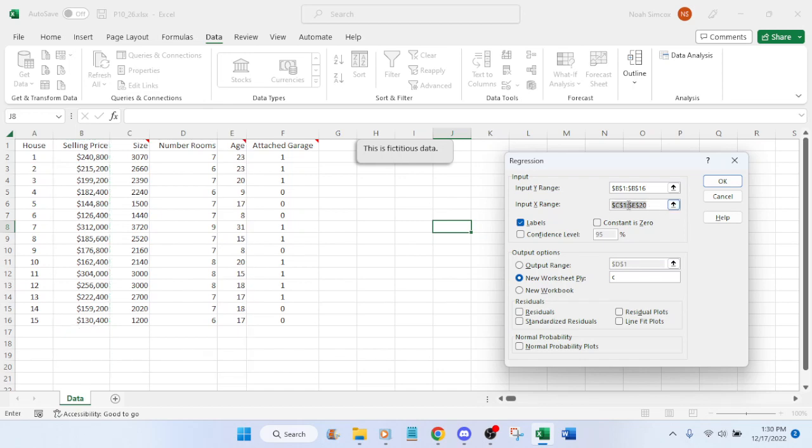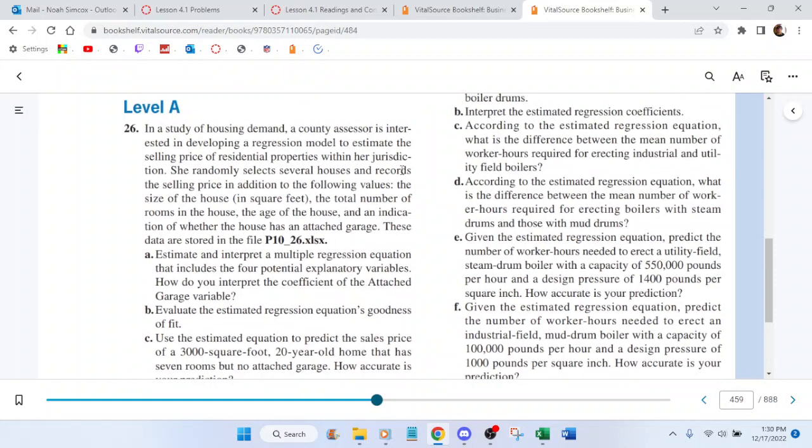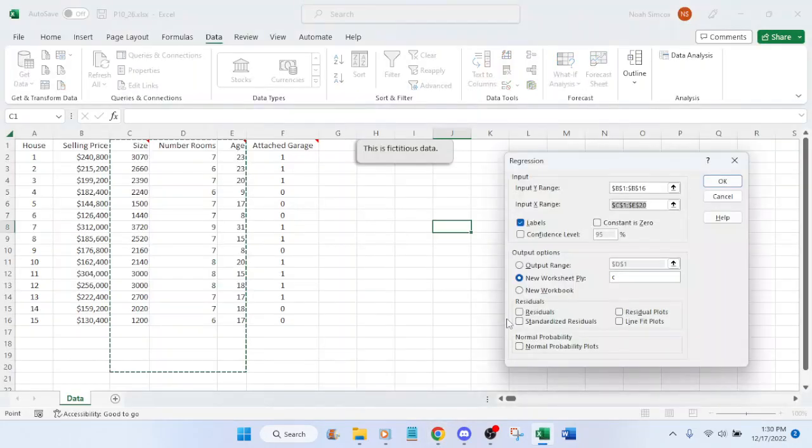And put the X range 26. We have the four potential explanatory variables: size of the house in square feet, total number of rooms in the house, the age of the house, and the indication of whether it has an attached garage.